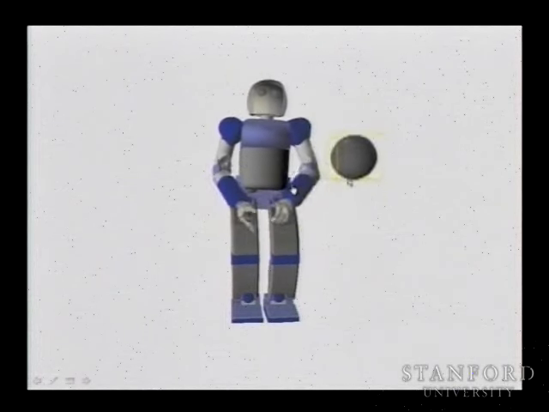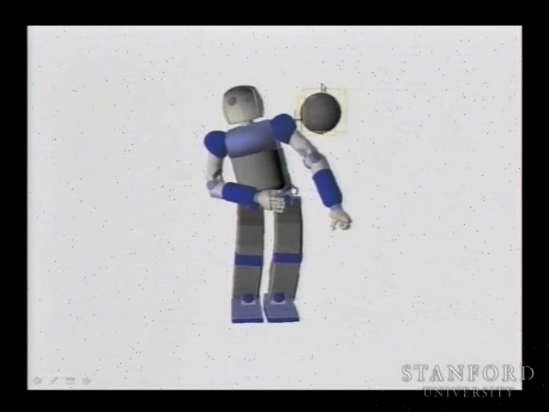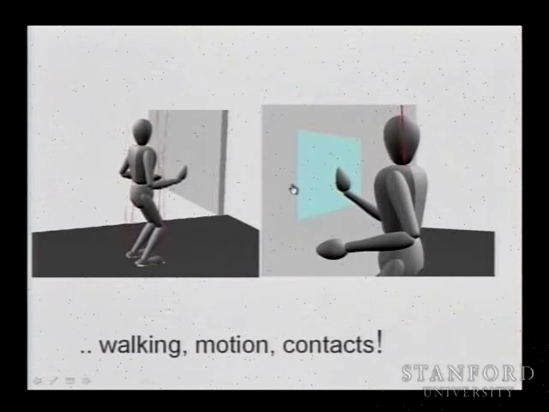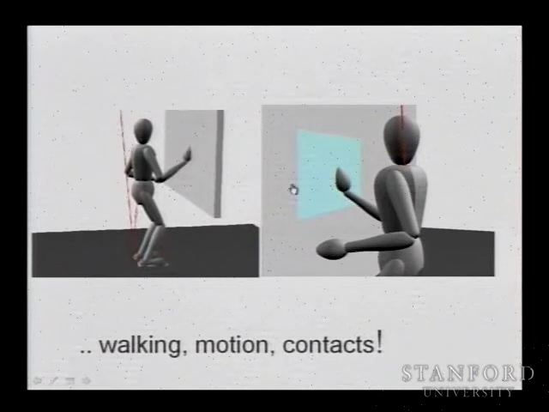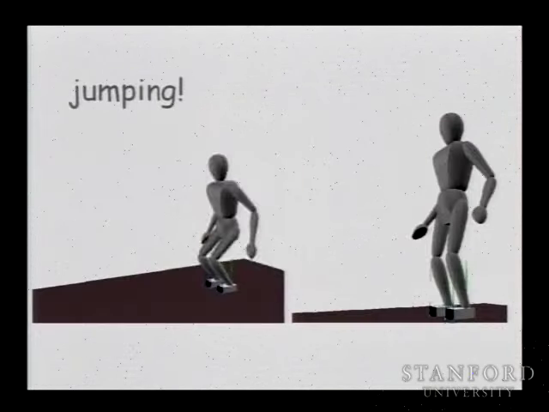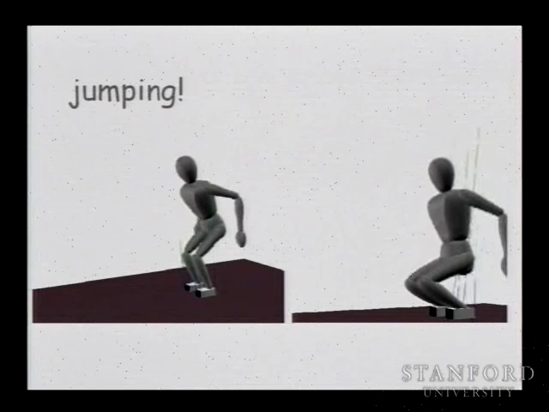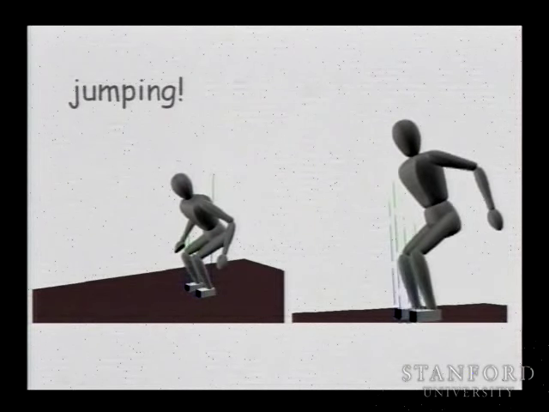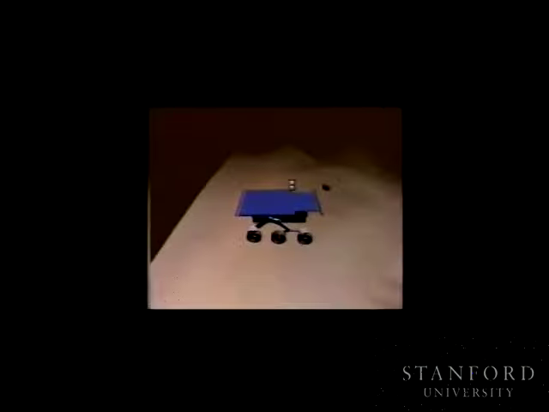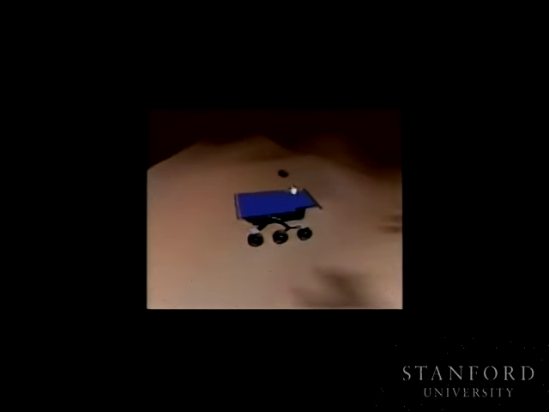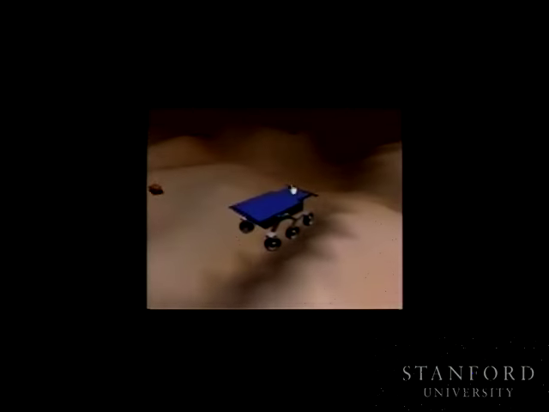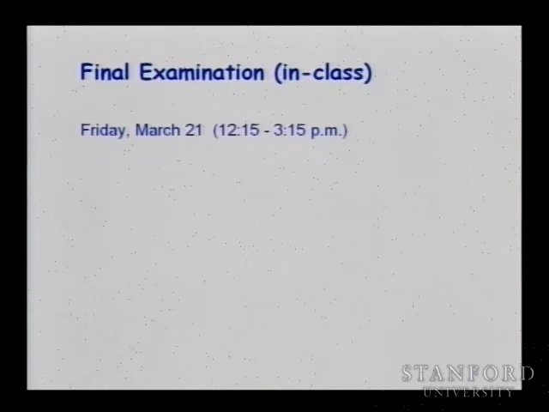There is a lot that will come later, but I will mention a few things about the interactivity with obstacles and how we can deal with those issues, and then combining locomotion, walking with manipulation, and dynamic skills like jumping, landing, and all these different things.